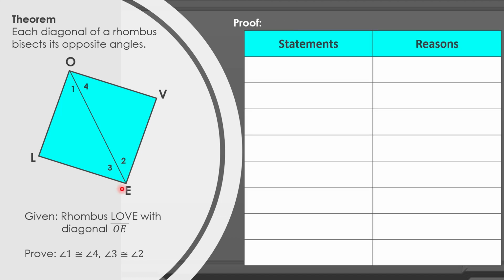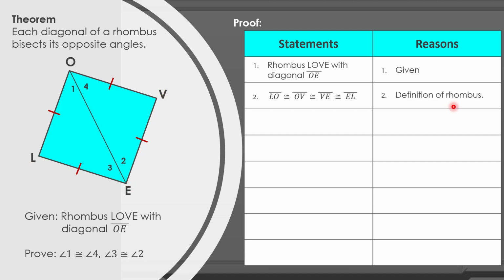Using the two-column proof, our statement and reason should be stated. So let's start first with the given that rhombus LOVE with diagonal OE. So for the reason, of course, it came from our given. And since we know that this figure is a rhombus, then we can say that side LO is congruent to side OV and congruent to side VE and congruent to side EL, from the definition of the rhombus in which all sides should be congruent.